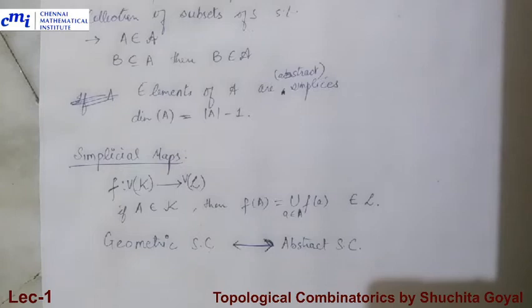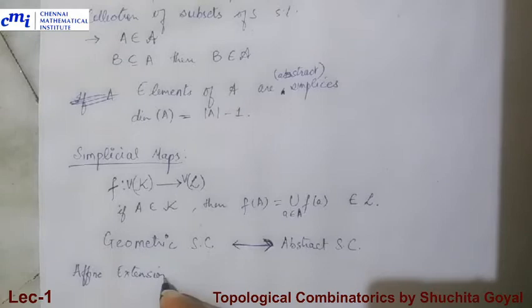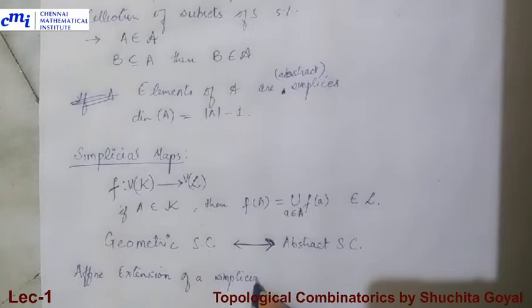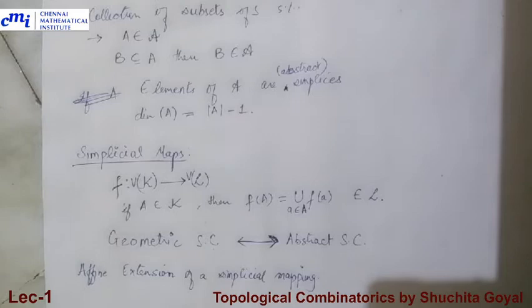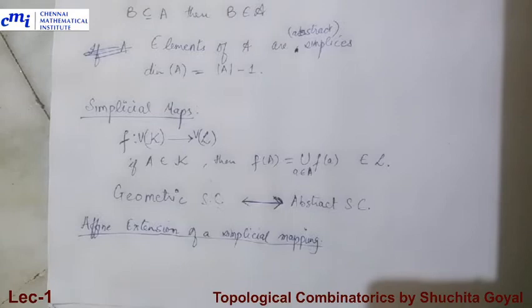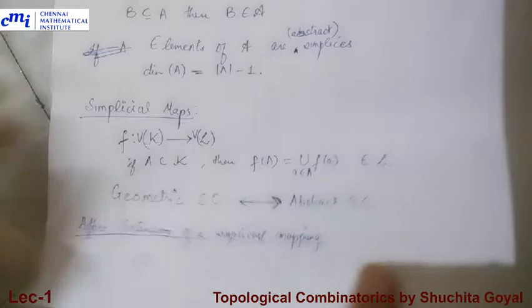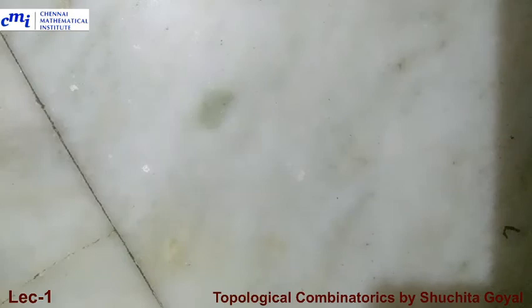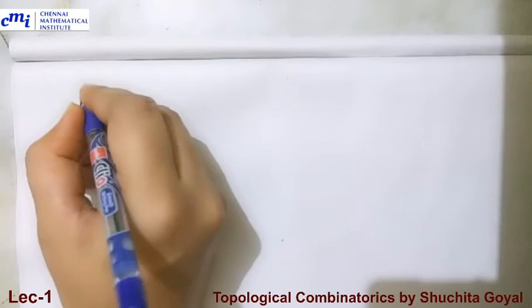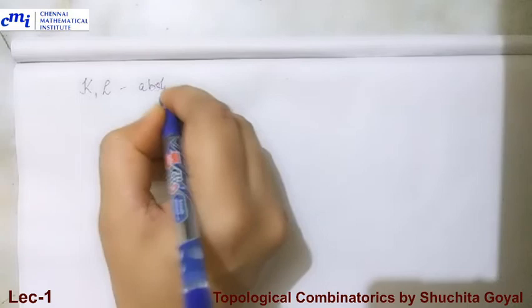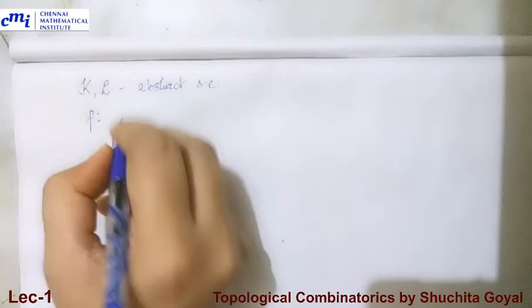And how do you do that? So first of all, let's say we start with a simplicial mapping. So we start with two abstract simplicial complexes K and L. We take a simplicial mapping from K to L.